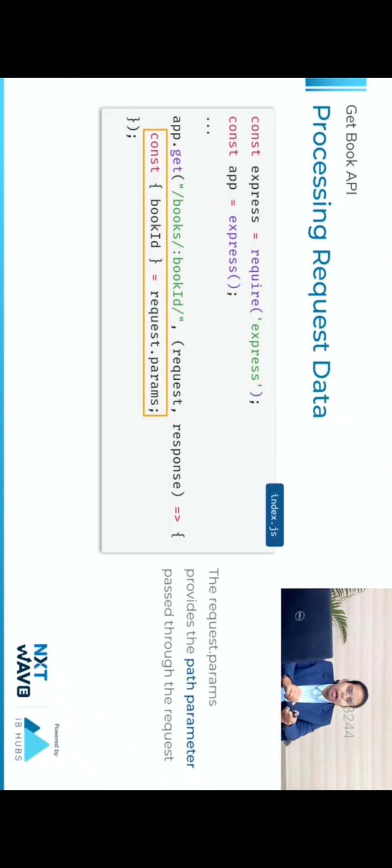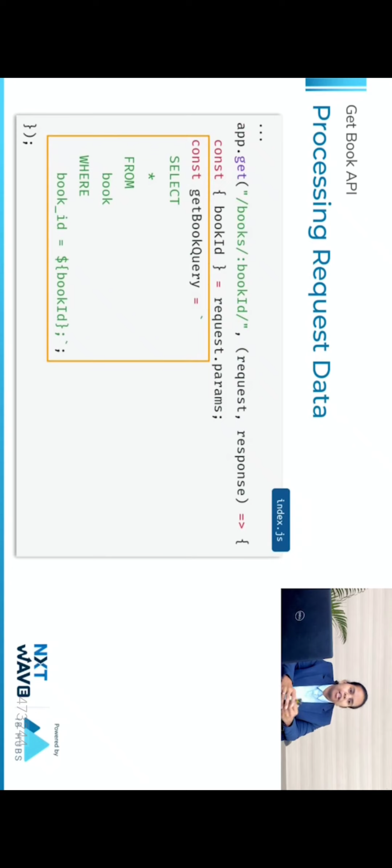Okay, so we got the book ID. The next step is the SQL query, right? Coming to the SQL query, you can see we have the get book query, which is nothing but select star from book where the book ID equals the one that we got from the path parameter. There you can see we have specified it. Clear? So now we have the SQL query.